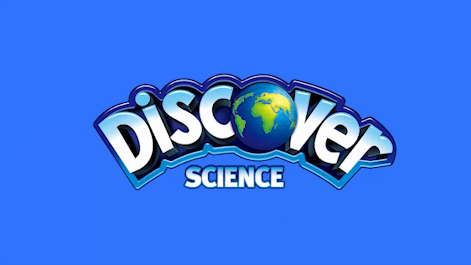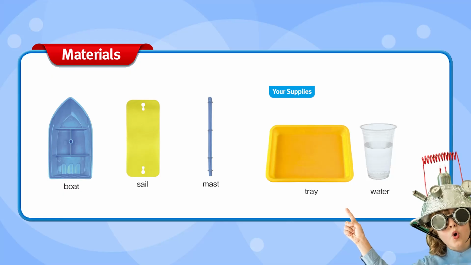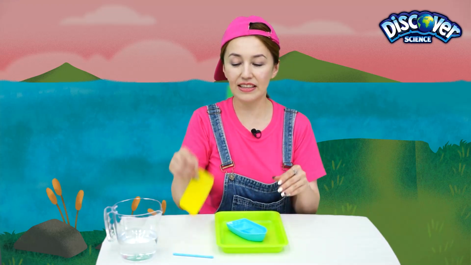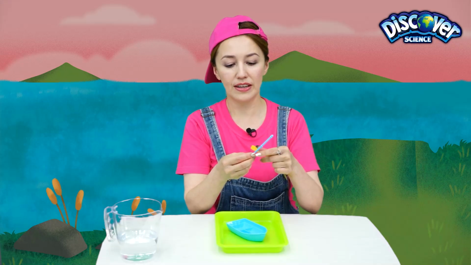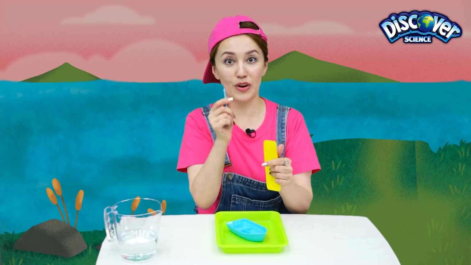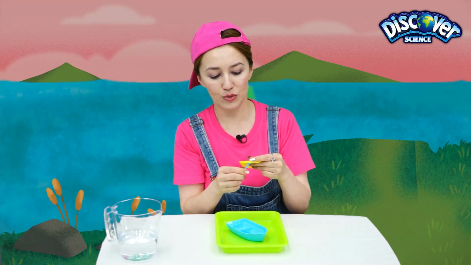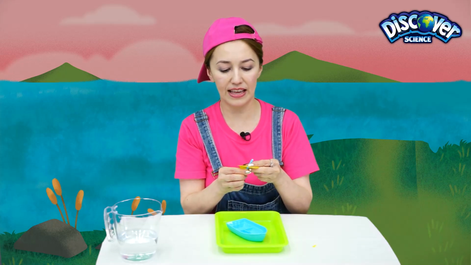Discover science. Today's materials: a boat, a sail, a mast, our tray, and some water. Let's make a boat that's powered by the wind. Okay, so we have our boat here, and this is going to be our sail, and we're going to put it on the mast. So if you look, there's one side that's very square and one side is round. We'll put this one on top, okay? So through the mast like this, pull it out, and then in.